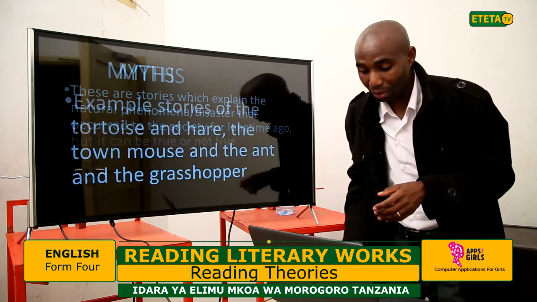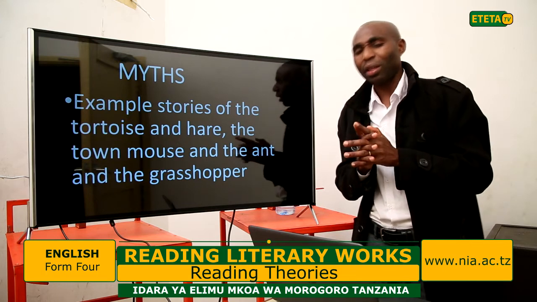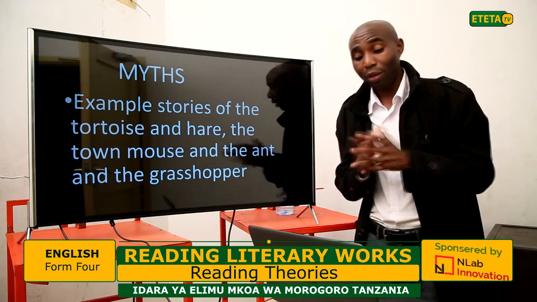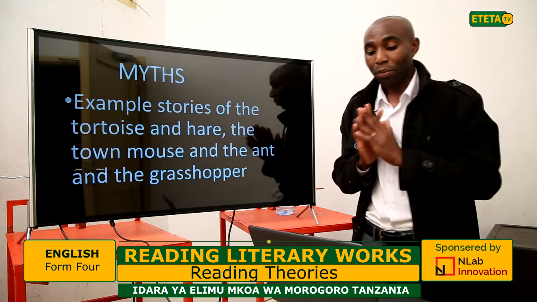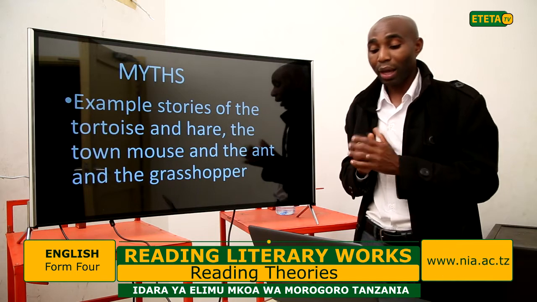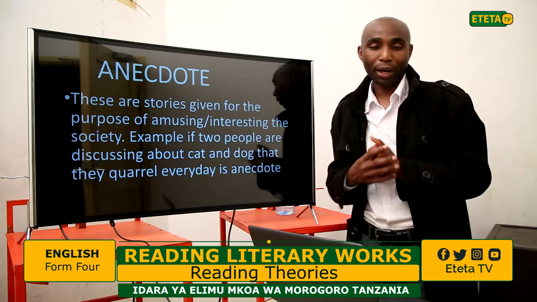Maybe someone can tell you that last year there was a certain disease. We call it a natural phenomenon. Examples are the story of the tortoise and the hare, the town mouse, and the ant and the grasshopper.